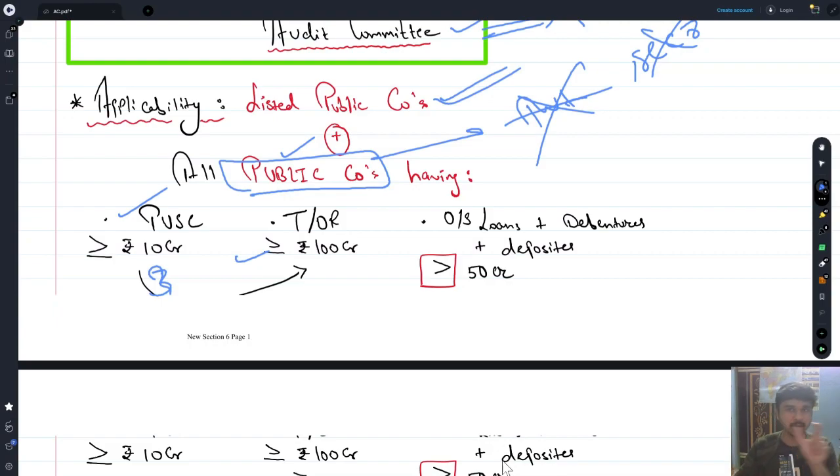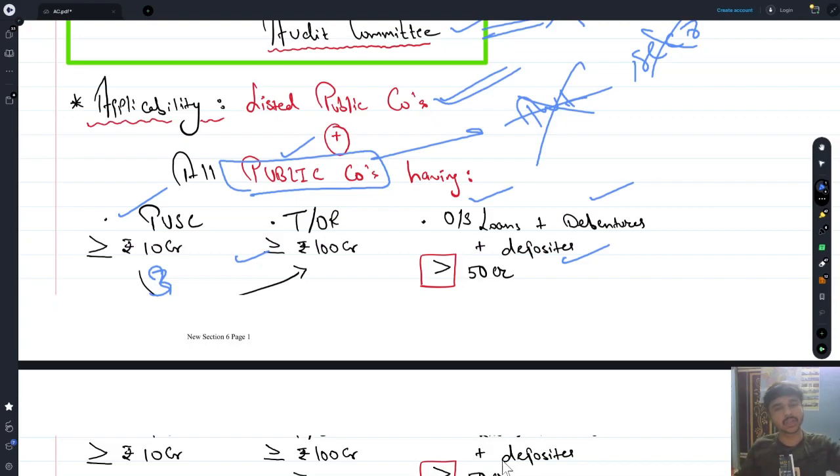I will explain it in a very lucid manner. How many criteria did I tell you? There are 3 criteria. As per Companies Act, if any one of those 3 criteria is fulfilled, you have to form an audit committee. Either it's paid up share capital, it's turnover, and the third one we are going to discuss. In the third criterion also we have 3 components, that is outstanding loans, debentures plus deposits. Easy trick. So 3 criteria, any one of these you fulfill, you have to form an audit committee. First one is paid up share capital of 10 crore or more.